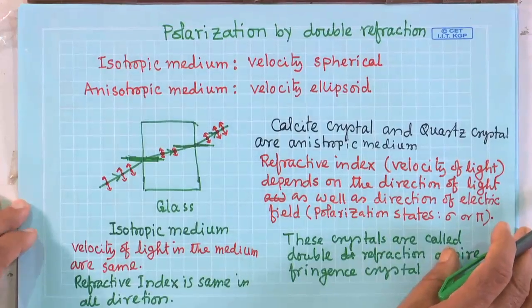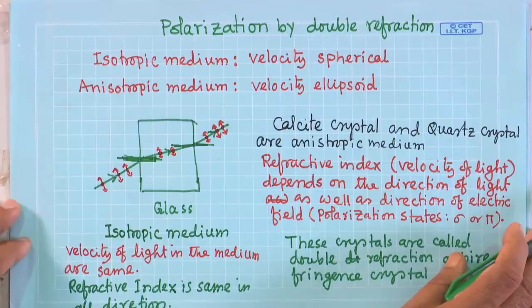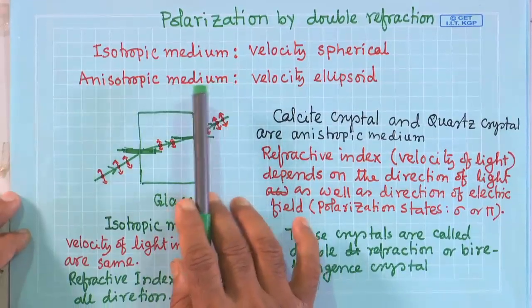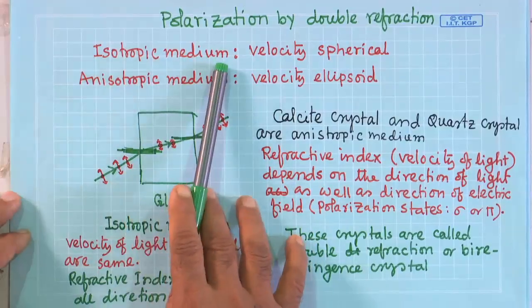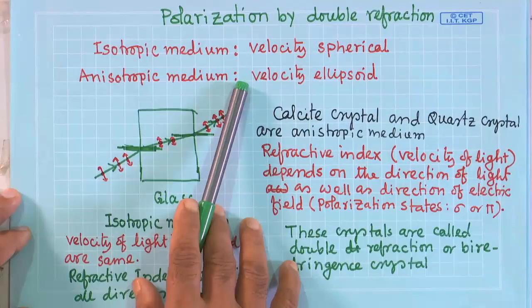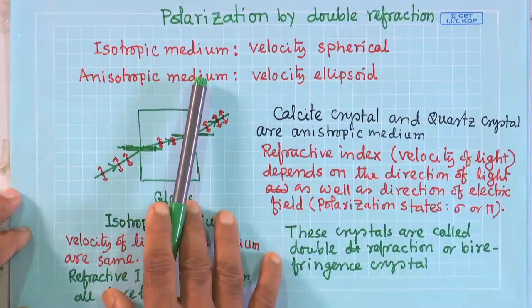So, today I will discuss polarization by double refraction. What is polarization by refraction? Basically, we can divide media into two types. One is called isotropic medium and another is called anisotropic medium. These are general terms.